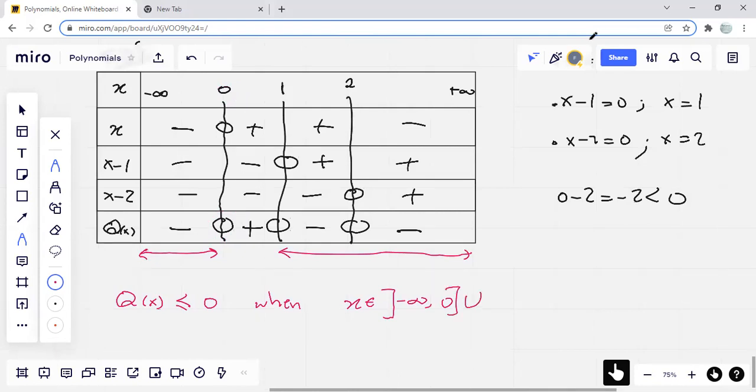Now this second interval from 1 till +infinity. So we also want 1 because q of x is equal to 0 at 1. It is equal to 0 at 1, so we want it when it is equal to 0. By this, we are done solving exercise 15 in the polynomials.